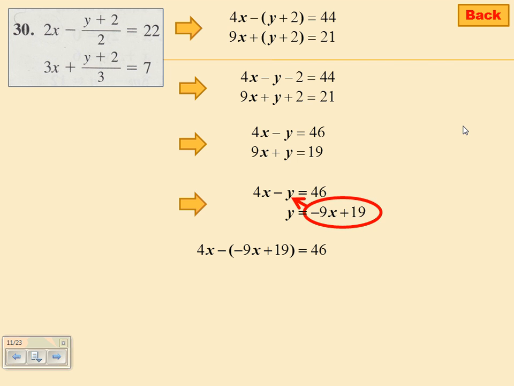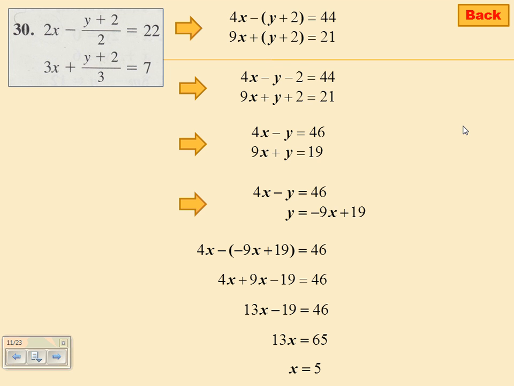So I simplify this to get that, because I distribute my negative. This then becomes 13x minus 19 equals 46. I add 19 to both sides, divide both sides by 13. So x equals 5. It's a lot of work here, guys. Plug it back into x in the bottom equation. Y equals negative 26. So my answer at the end becomes (5, negative 26).